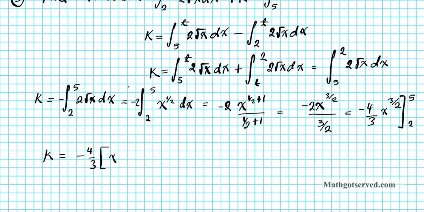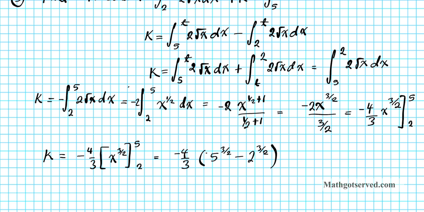And then we're going to evaluate x to the 3 over 2 from 5 all the way to 2. Okay, so this is going to become negative 4 thirds times 5 raised to the 3 halves power minus 2 raised to the 3 halves power, like that.